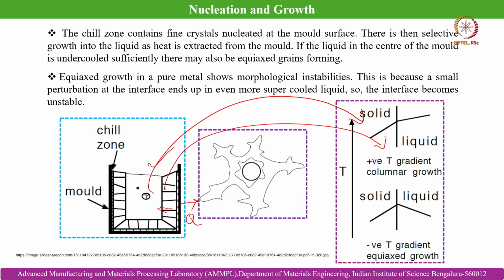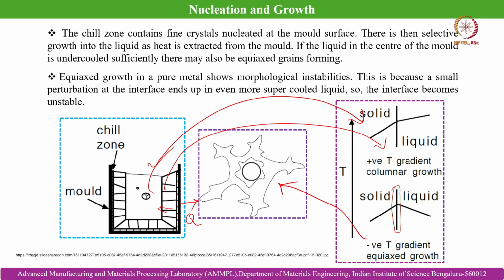But there are cases where beyond the interface, this is the solid liquid interface, the temperature drops within the liquid. At that time we see perturbation to the growth, and we end up getting a negative thermal gradient, which results in equiaxed growth of the solidifying grains. So, this is what is shown over here. This is because of the negative thermal gradient ahead of the solid liquid interface.